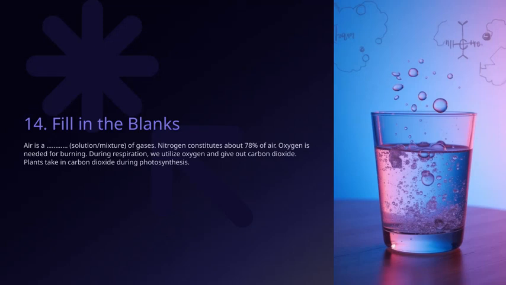So, air is a solution or mixture of gases. It's not just one pure substance, but a blend of different gases. The most abundant gas in air is nitrogen, making up about 78%. That's a large majority, and it plays an important role in maintaining the balance of gases in our atmosphere.